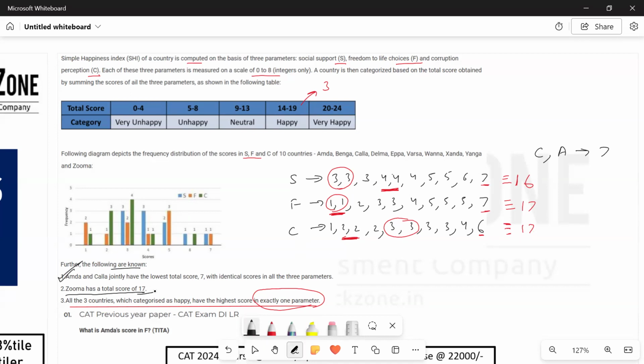And we know that Zuma has a score of 17. So Zuma is someone who is maximized either on parameter F or on parameter C, because the maximum value in this set we can have is 17. So she is maximized either in the F parameter or in the C parameter, but we don't know which one yet.